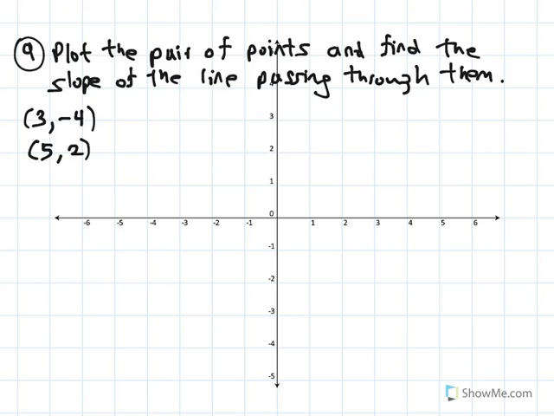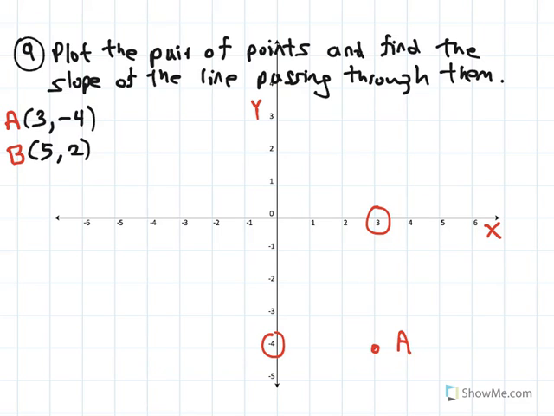So our first example is number 9. Plot the pair of points and find the slope of the line passing through them. Our first point, we'll call it A, and our second point, we'll call it B. Our first point A has coordinates 3 for x and -4 for y. So on the x-axis, we look for 3. On the y-axis, we look for -4. So here's the point (3, -4).